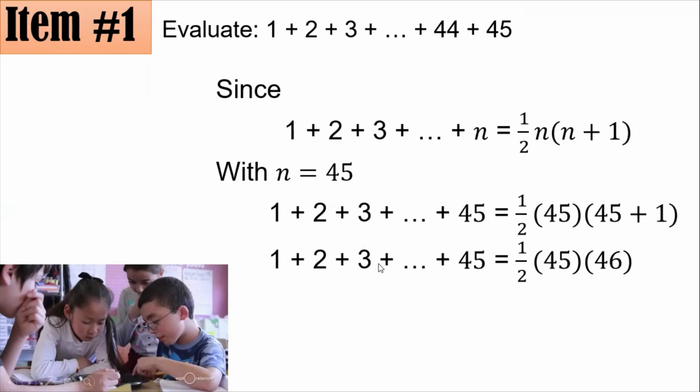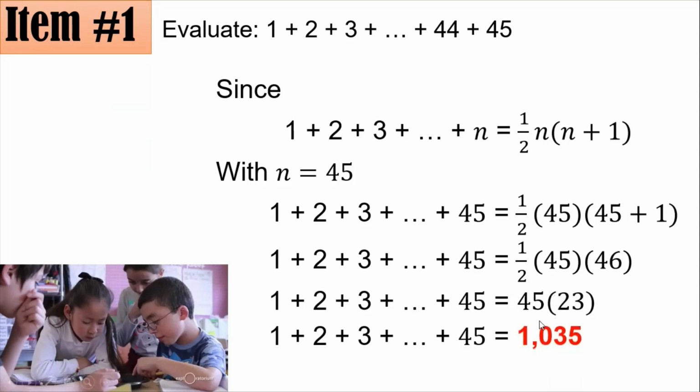The left-hand side is still the same. And the right-hand side becomes 1/2 times 45 times 46. And this becomes 45 times 23. Why? Because I multiplied the 1/2 to 46, and 1/2 of 46 is 23, or you could just simply divide 46 by 2, and that's 23. And by multiplication, we could see that 45 times 23 is 1,035. Hence, we could say that 1 plus 2 plus 3 all the way until plus 45 is equal to 1,035. I hope you got the correct answer as well.